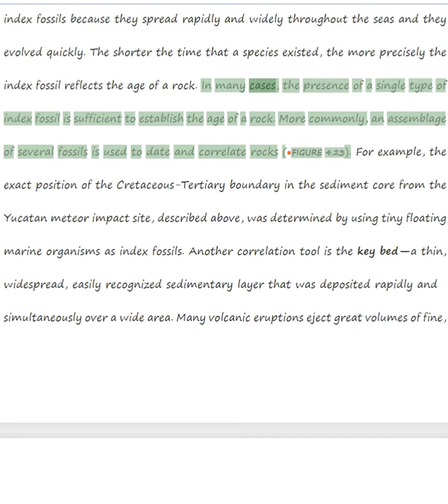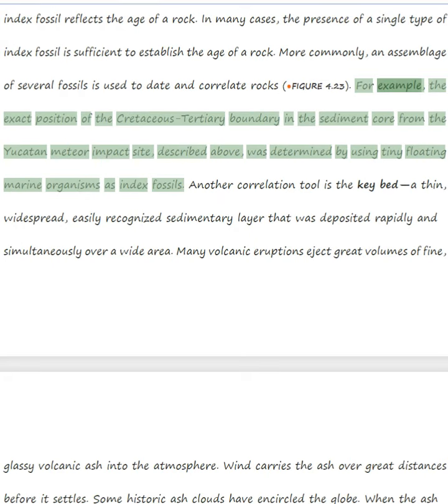In many cases, the presence of a single type of index fossil is sufficient to establish the age of a rock. More commonly, an assemblage of several fossils is used to date and correlate rocks. For example, the exact position of the Cretaceous-Tertiary boundary in the sediment core from the Yucatan meteor impact site, described above, was determined by using tiny floating marine organisms as index fossils.